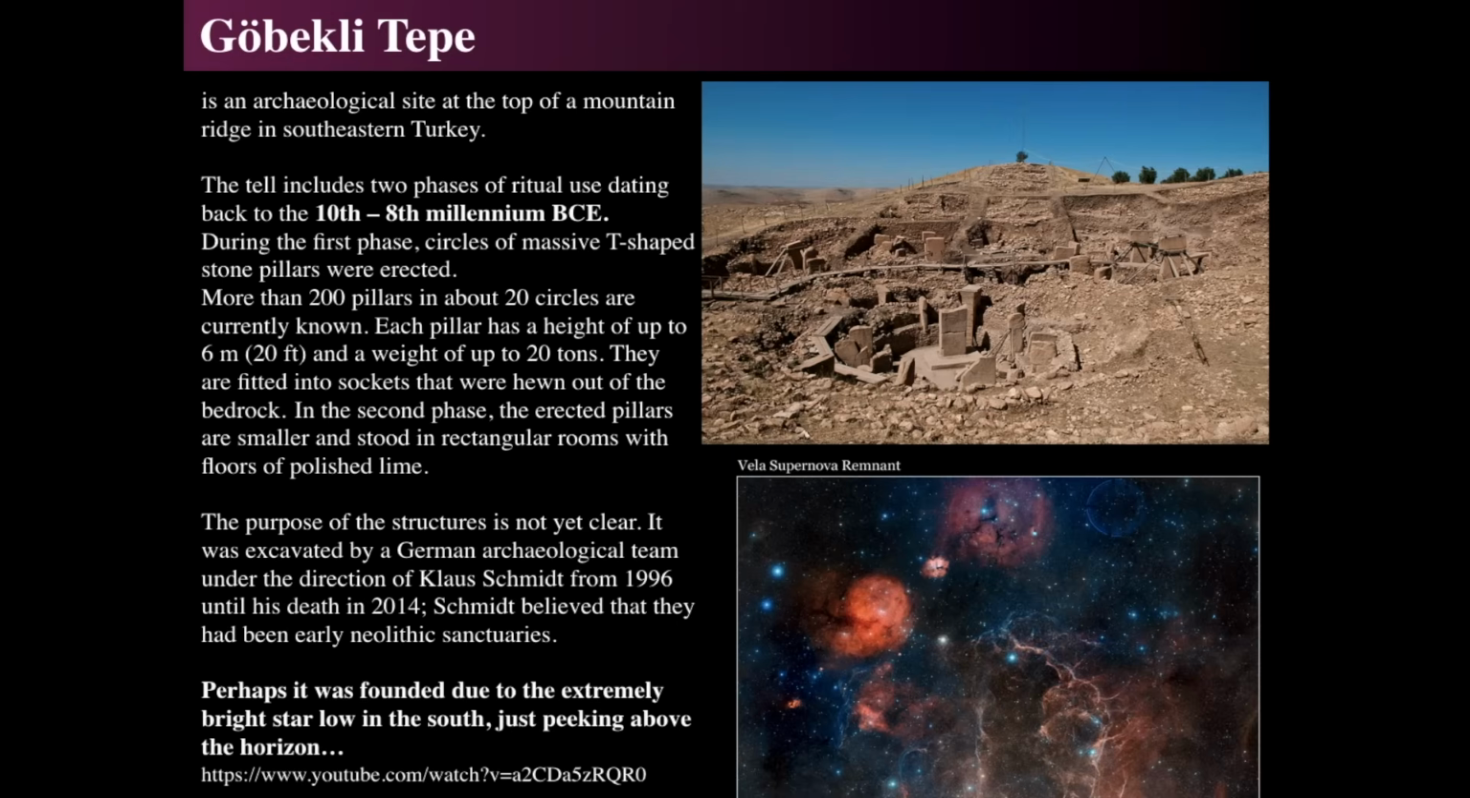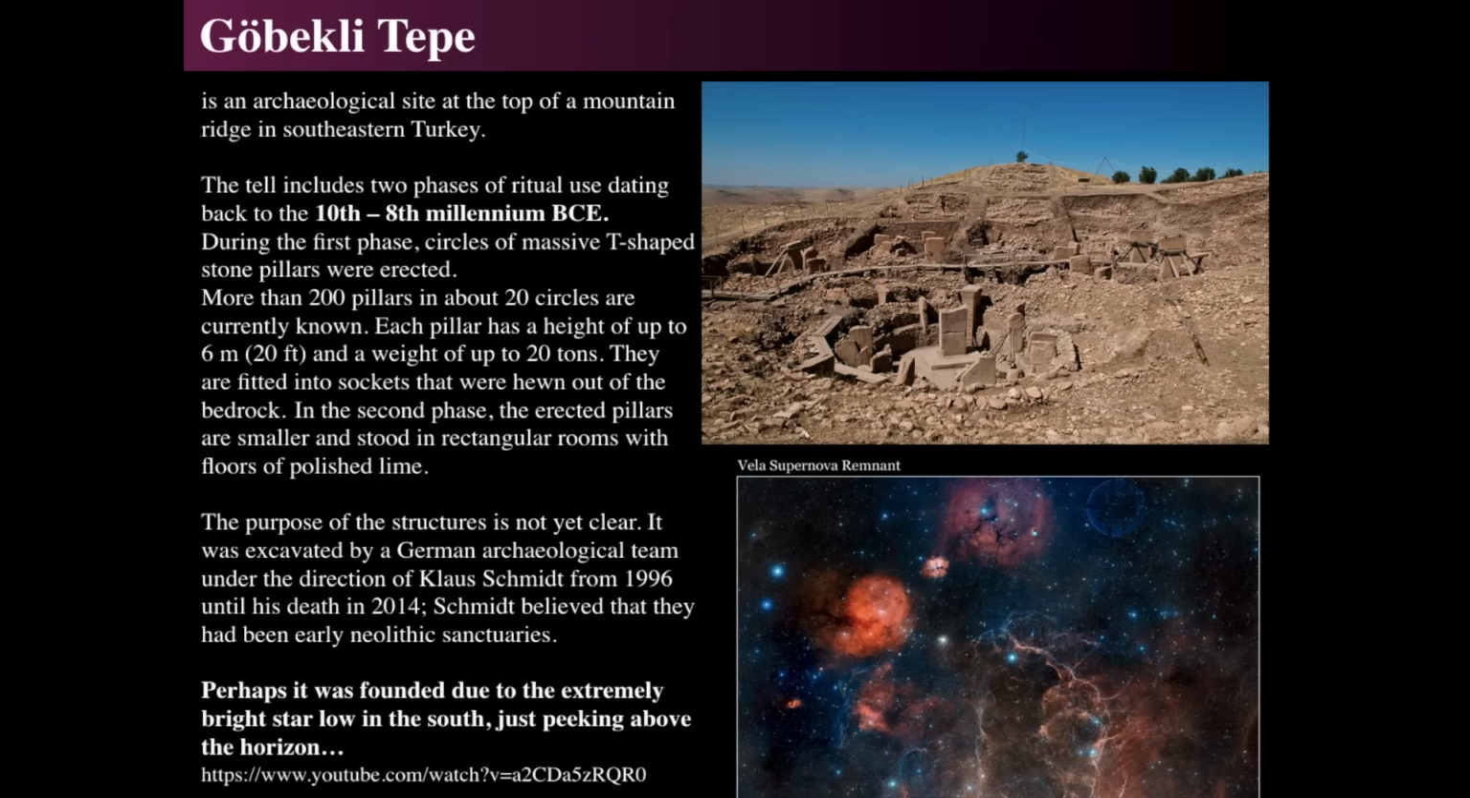But the reason I bring this up is because Göbekli Tepe is an archaeological site found in southeastern Turkey. Now, the actual age of the Vela supernova remnant is not well established. However, the tell is the dig itself. There are two phases of ritual use in this that date to roughly around 9,000 BC, and that's when the site was created. Lots of pillars were erected in a very regular structure, and each of these pillars has no administrative significance. It's on the top of a hill, and there are no living quarters amongst this thing.